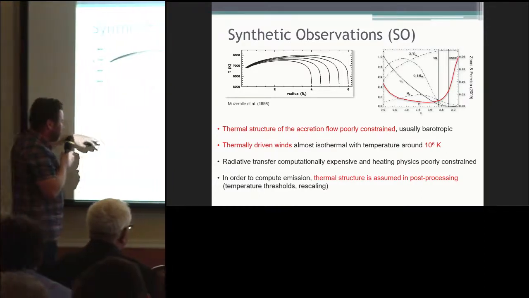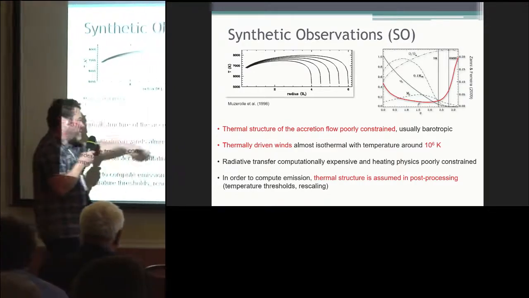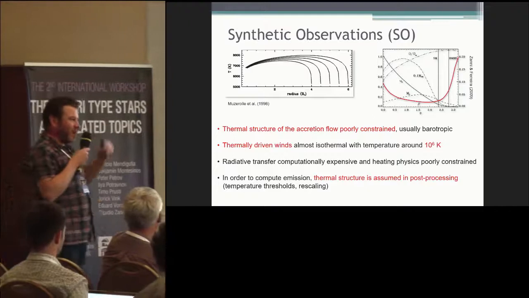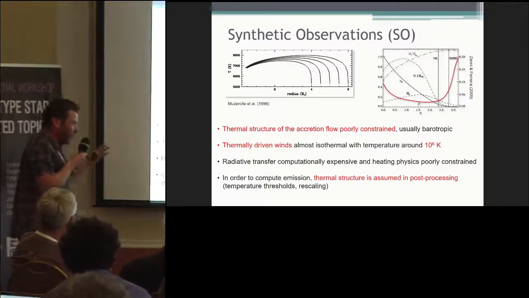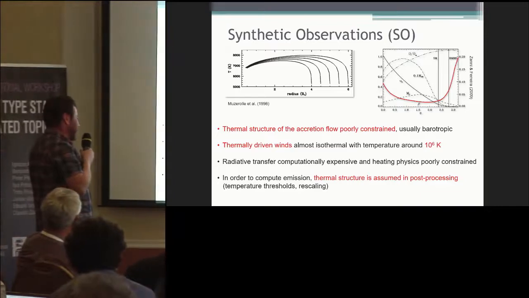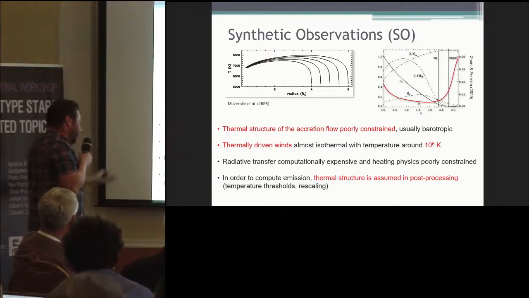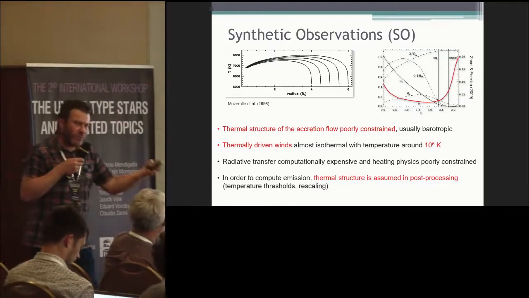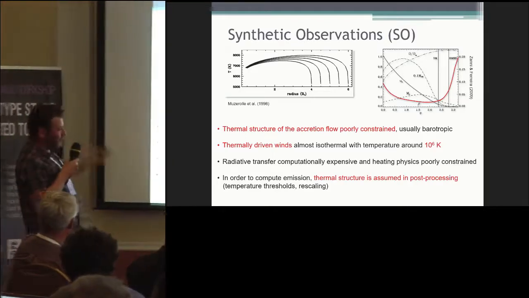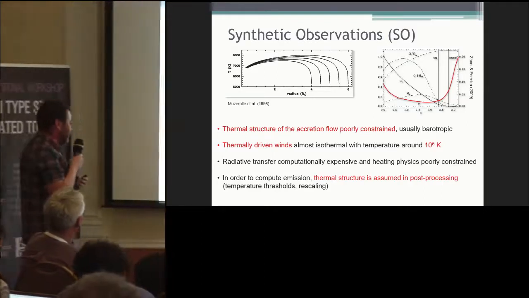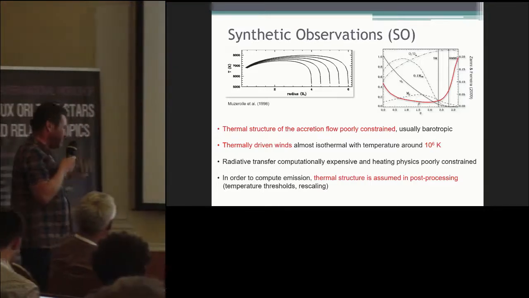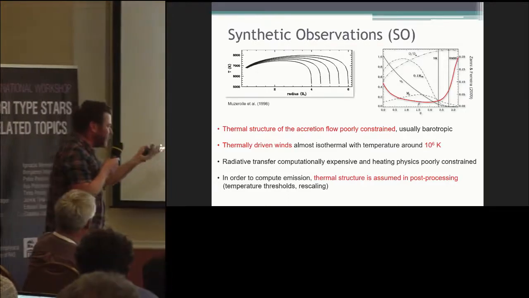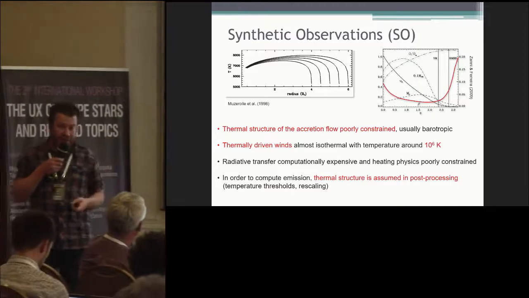As I was saying, we model the stellar winds as thermally driven, so their temperature is around 1 million Kelvin. That is totally unreasonable. So if you want to extract a synthetic observation, we have to get rid of that large temperature. We cannot afford to couple a radiative transfer computation directly with the simulation. So for the moment we do everything in post-processing, but you have to make some assumptions about the thermal structure in order to derive the synthetic observables.